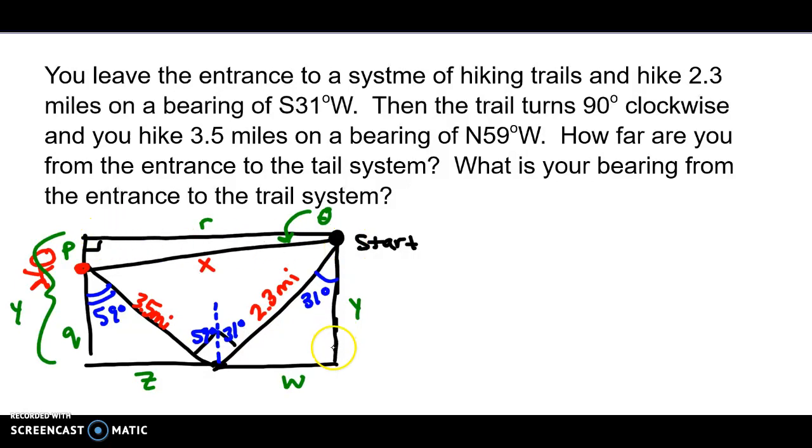But I just labeled these four sides. I know that Z plus W is R. I know that P plus Q is Y. And let's see if you can figure out why I set it up this way. Okay, go ahead and put me on pause.